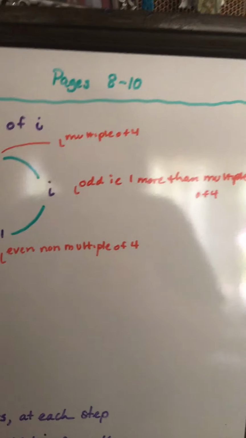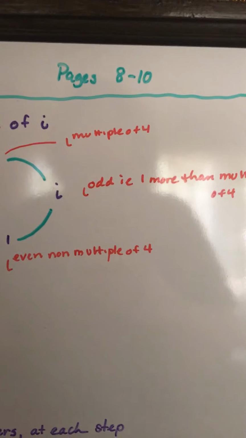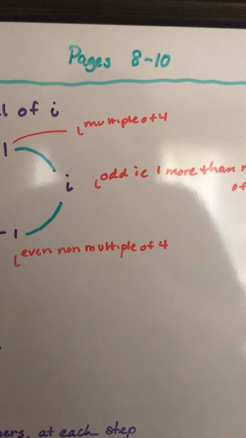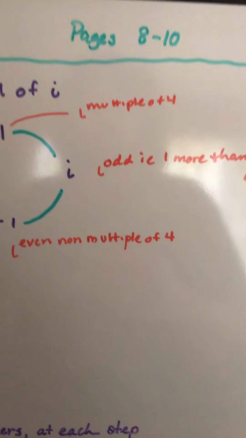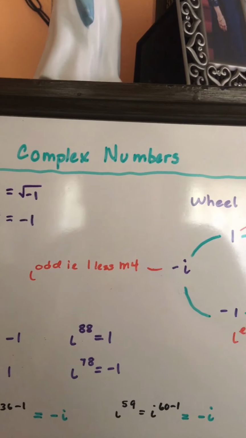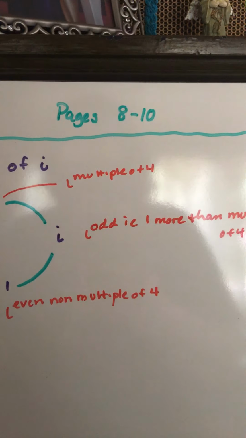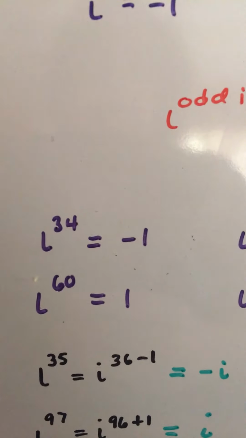You have odd numbers. Well, when the odd number is one more than a multiple of 4, you get i, so i to the 5th, i to the 21, i to the 25. These would be things that are one more than a multiple of 4, and you get i. You always get -i when you're one less than a multiple of 4. i to the 3rd is one less. i to the 59 is one less. i to the 91 is one less. And so it's -i.